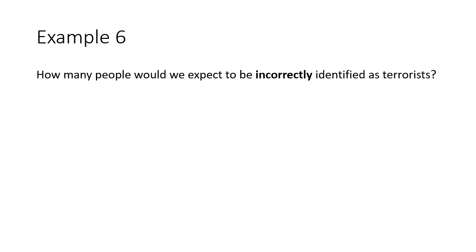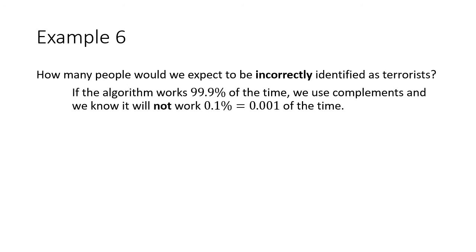But here comes the other half of this problem. How many people would we expect to be incorrectly identified as terrorists? All right. So again, the algorithm works 99.9% of the time, which means it's going to catch 99.9% of the bad guys. But even if it works 99.9% of the time, we know that means it's going to not work 0.1% of the time, or 0.001 for a probability. So those times where it does work incorrectly, it's going to flag some innocent people as terrorists, even though they're not.